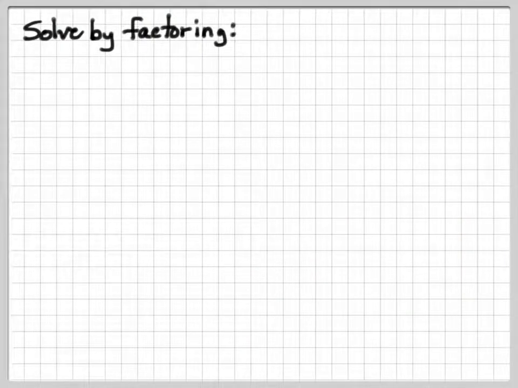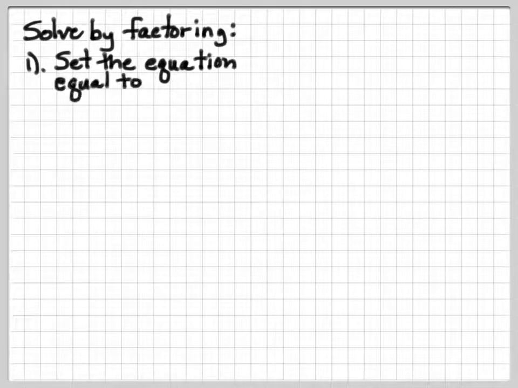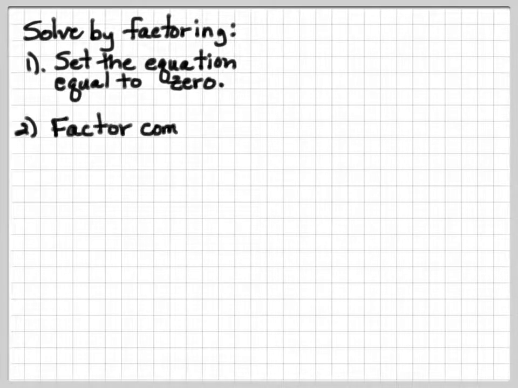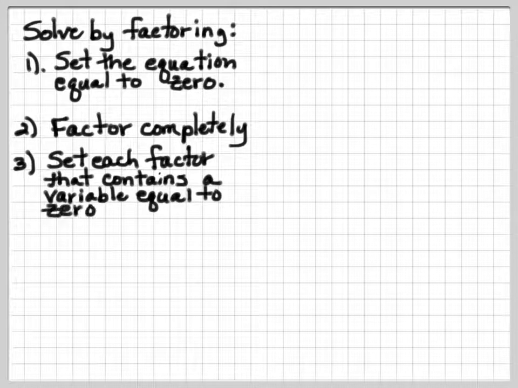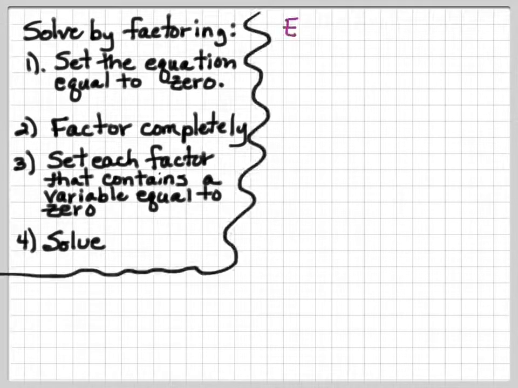So let's solve this by factoring. Or let's get some rules about solving by factoring. First thing you're going to do is set the equation equal to 0. You have to have 0 on one side, everything else on the other side. Then we're going to factor completely. And then we're going to set each factor that contains a variable equal to 0. And then we're going to solve. So let's get an example going here.